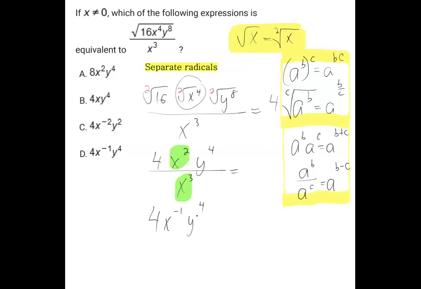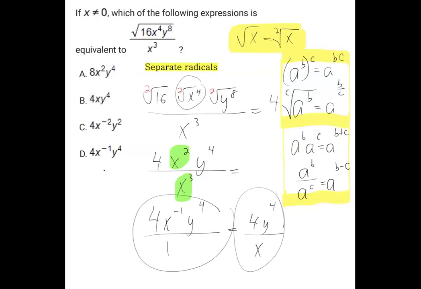Now, what is a negative exponent? A negative exponent means it's on the wrong side of the fraction. So we can actually make this a fraction again, keep the 4y to the 4th on the top, and the x to the negative 1 to be on the correct side, it would go over there. So an answer, it looks like this would be correct, or in this format, it's also correct, which here is answer choice D.